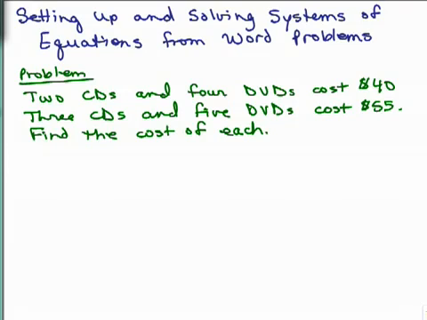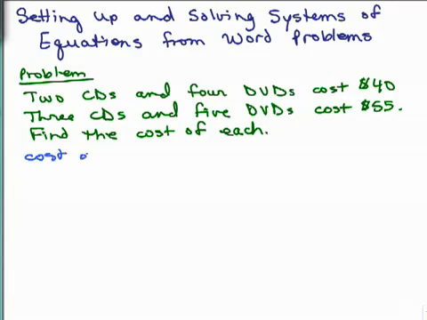2 CDs and 4 DVDs cost $40. 3 CDs and 5 DVDs cost $55. Find the cost of each. Now here's an example where we're trying to find two things: the cost of a CD and the cost of a DVD. So the first thing you want to do is introduce a variable for each thing you're looking for. That's called defining your variables.